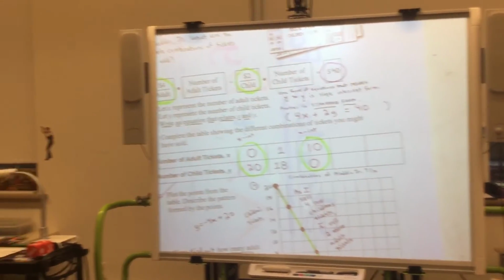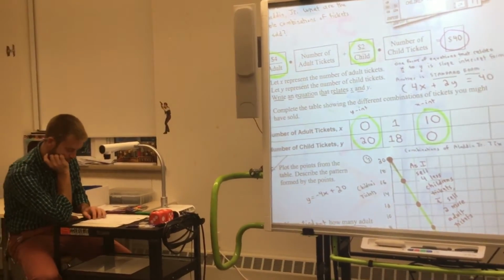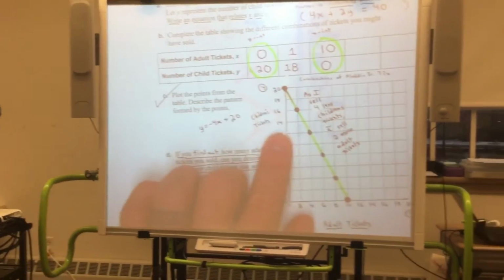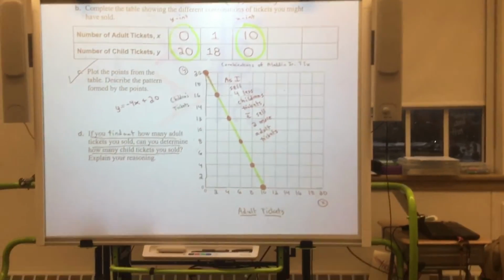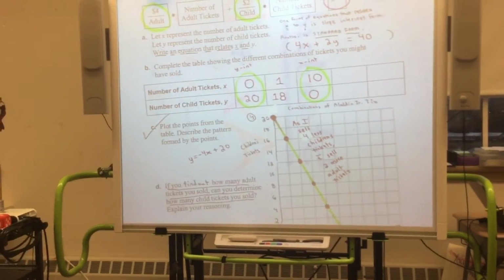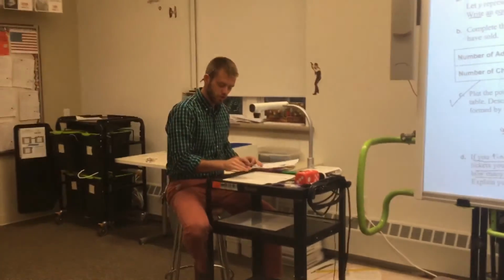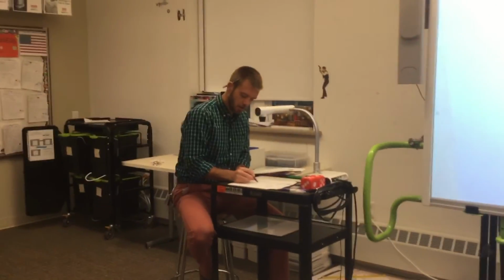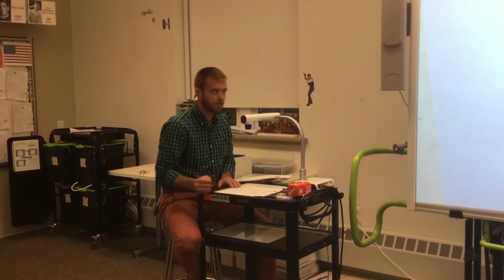24 divided by 2 is 12. So I would have sold 12 adult or children's tickets, which is true. Okay, so that's using standard form, one particular way to use it. You could use the equation all by itself, and I only turned this into slope-intercept form after the fact.